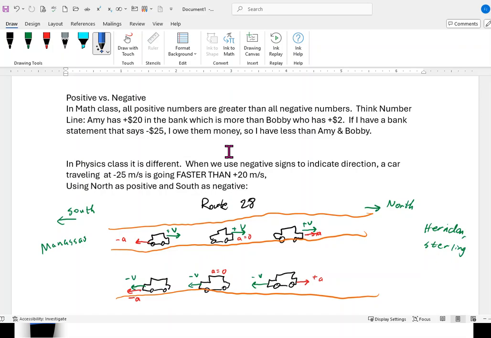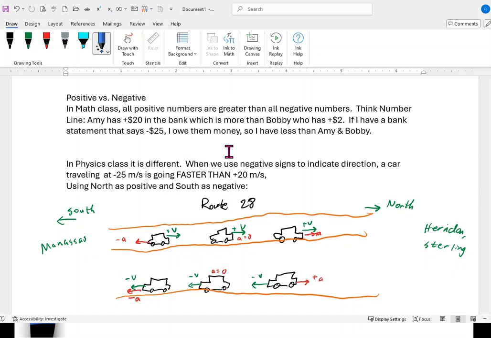If we look at our bank account and Amy has positive, or just plain, $20 in the bank, right? And Bobby has positive $2 in the bank, or just $2. Obviously, Amy has more money than Bobby. Okay, cool. If my bank statement says negative $25, womp womp, I'm a teacher, I know, yikes. Okay, but if it says negative $25, then obviously Amy has more money than I do, because not only does she have $20 in the bank, I owe money, right? So it's like I have $45 less than Amy. That's just kind of standard what we understand in terms of a number line, right?